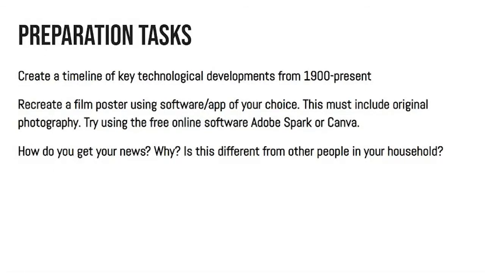In regards to preparing yourself, it would be great for you to complete this task and send it over to us. So create a timeline of key technological developments from 1900 to the present, or recreate a film poster using a software app of your choice. This should include original photography. Try using Adobe Spark or Canva. They're free online tools. They're really great for creating a nice page layout. You can then download your page layout and send it to us.